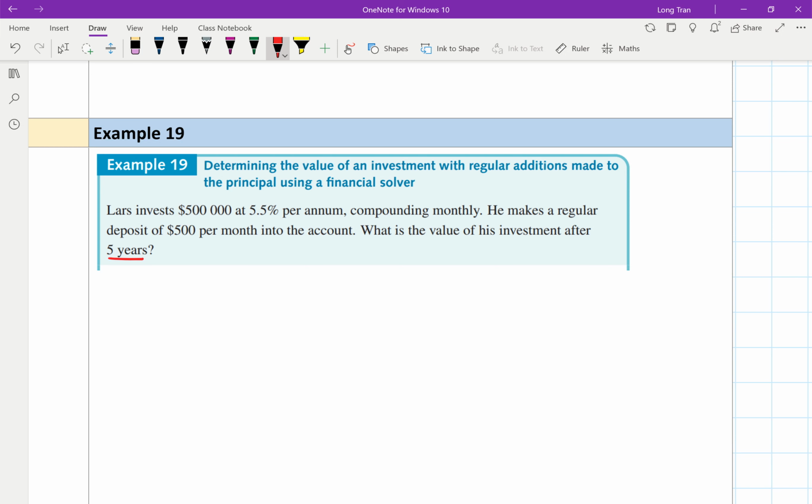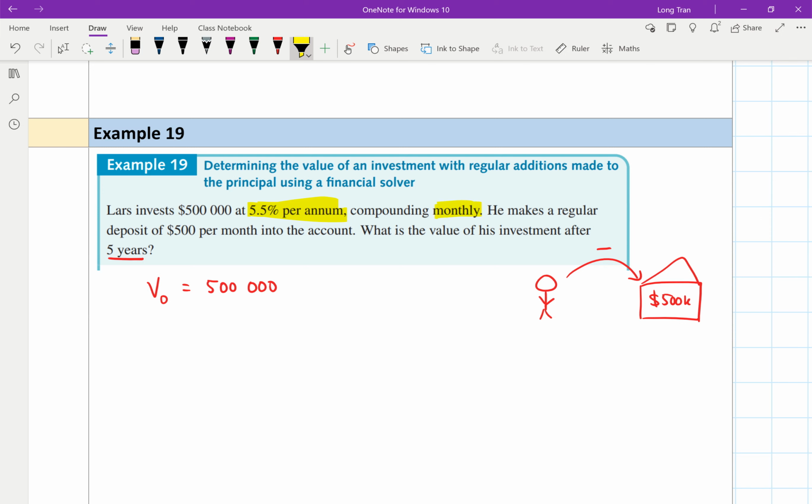All right, so we're starting off with V0 is equal to $500,000. Think of this as Lars putting $500,000 into the bank account, just say 500K. That means that's money out of his pocket into the bank, so we know it's going to be negative if we're using Finance Solver. And on top of that, we also know that there's 5.5% per annum, compounding monthly.